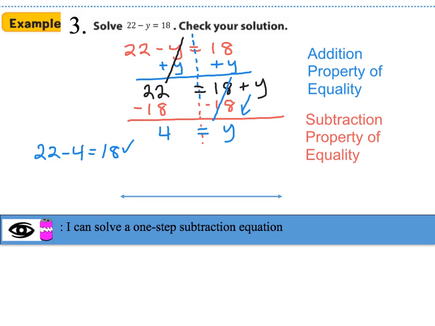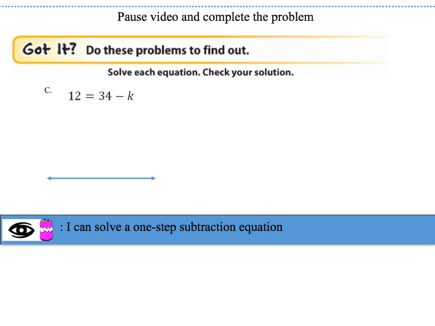Now let's go ahead and graph our solution on the number line. Let's place 0 in the center, and positive 4 will go around here, and I'm going to identify it with a solid circle, because 4 is the only number that will make this equation true. So pause the video and complete this got it problem, and we'll discuss the answer in class tomorrow. Notice I have one got it problem on this slide, and I'm asking you to graph the solution as well.